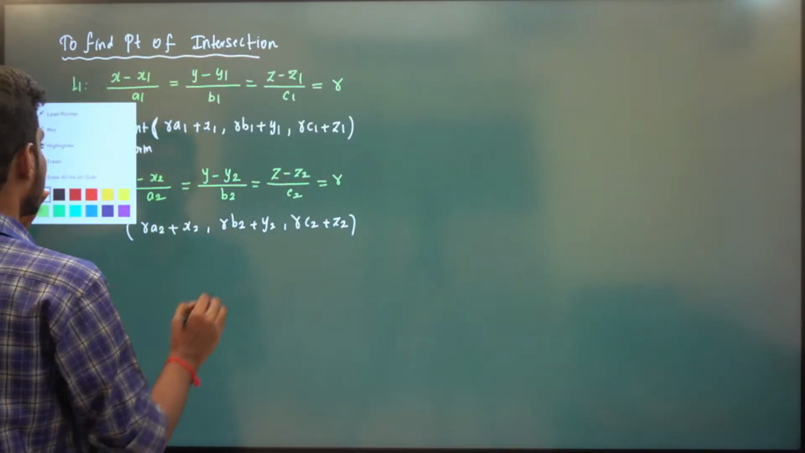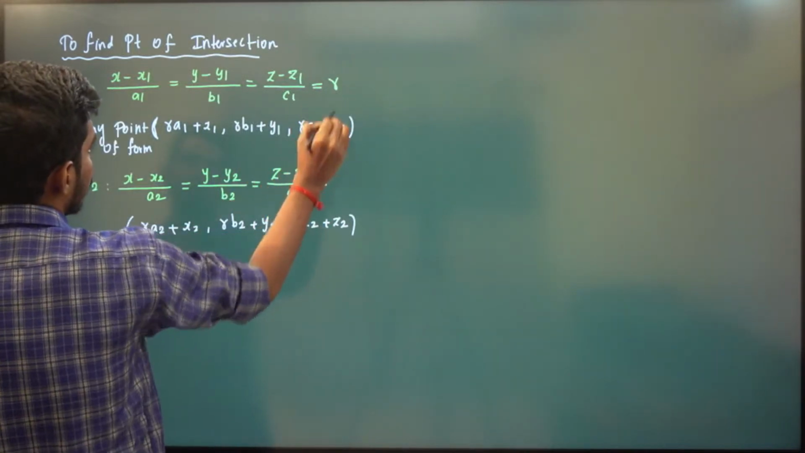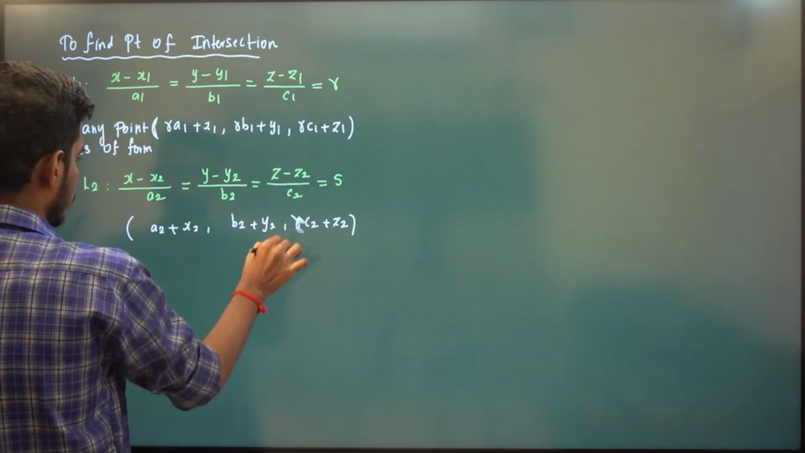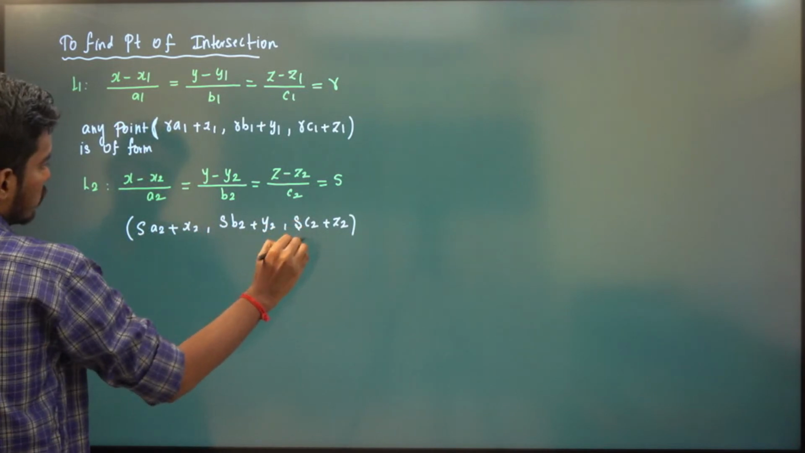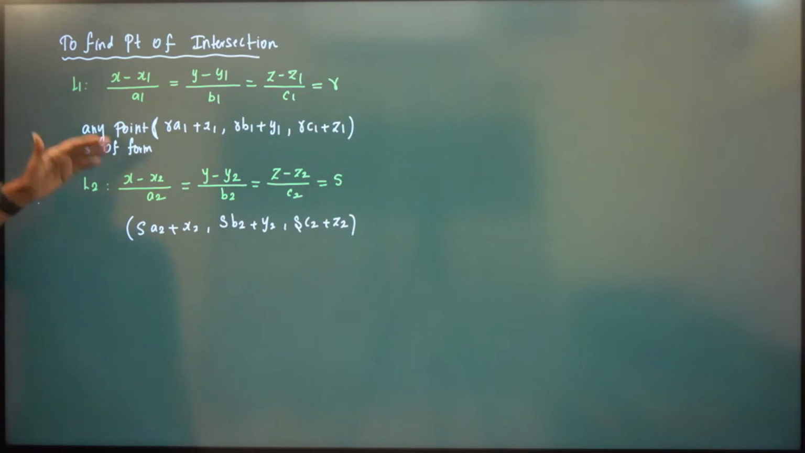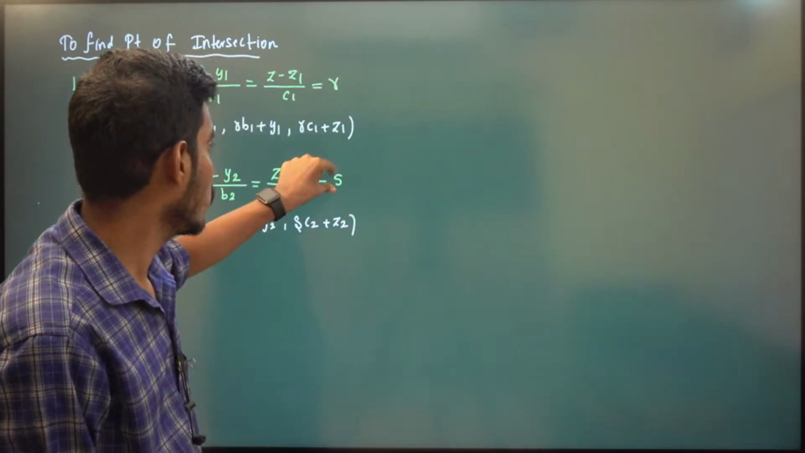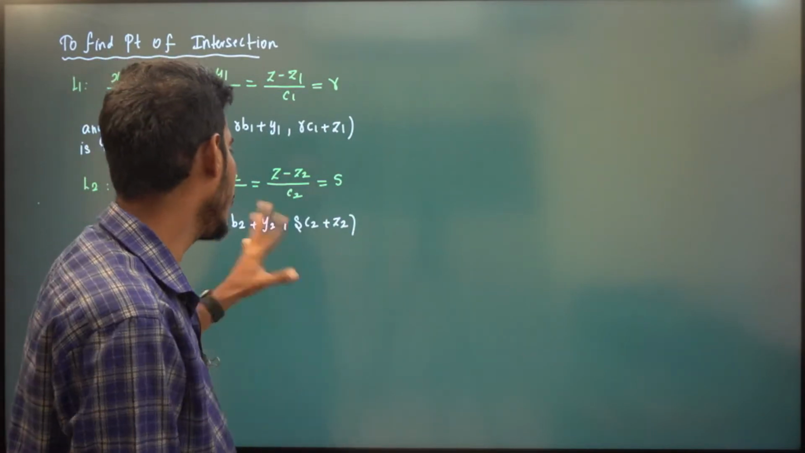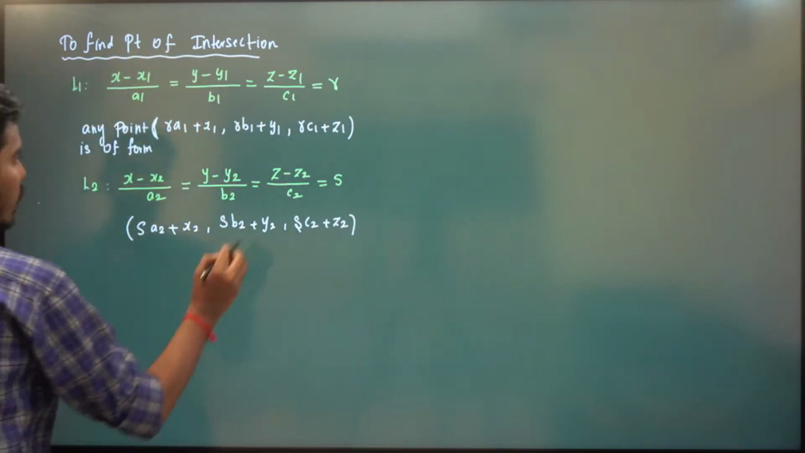Okay, let us say it is equal to some S, because we already used R. Let us say this is equal to S. Right, SC2 plus Z2. Now we need to get the point of intersection, right? That means both the coordinates have to be same. Yes or no? Both the coordinates have to be same for some R and S. So equate, solve 1 and 2.